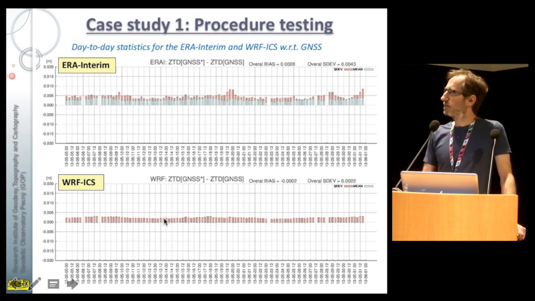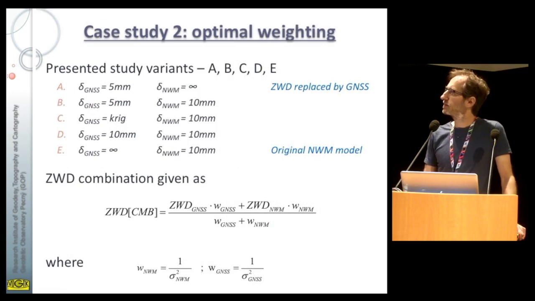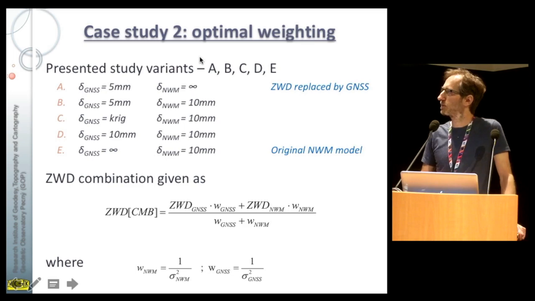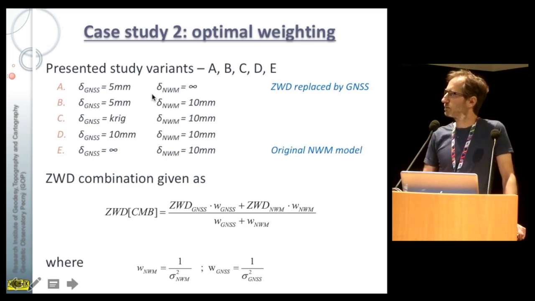And then we can still play around with the combination of these two zenith delays. So we set up different scenarios. One is, let's say, to dominate with GNSS. This is the replacement, in fact. So not use any NWM zenith delay anymore. Then a factor of 2 better accuracy for the GNSS zenith delay by using the Kriging statistics or accuracy, or equal 1. And this is in fact the background scenario where we use the original zenith delay from the numerical model. And these scenarios we assessed.